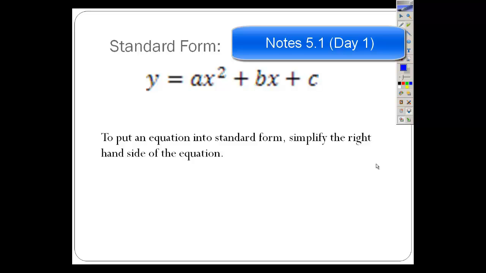All right, so what we're going to be doing is taking vertex form and intercept form and changing it into standard form. Okay, because there's always benefits to each type of form.